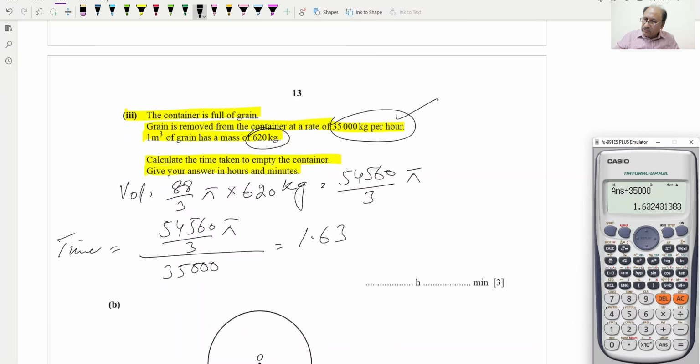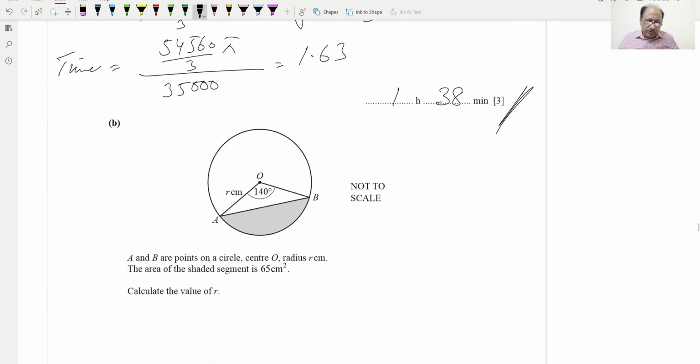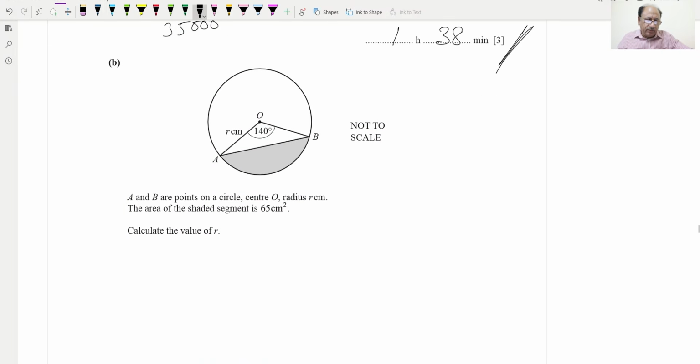So the easiest way is to press this time button, and you will get the answer 1 hour and 37 minutes and 56 seconds. So we will round it to 1 hour and 38 minutes. This is the 3 mark question which we have done. Hopefully you understood this. Now B part.